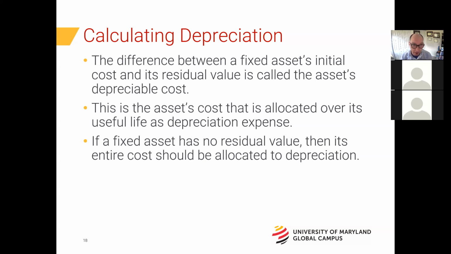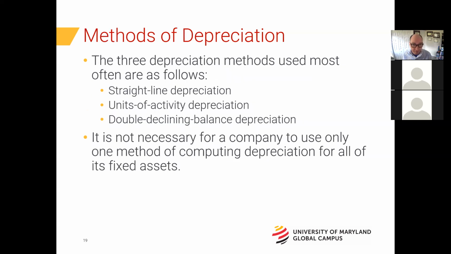The asset cost is allocated over its useful life using either straight line method, double declining balance, or units of production. If the fixed asset has no residual value, then we enter it as zero. So initial cost minus zero divided by useful life to find the straight line method. I've been saying that there are three primary methods of depreciation: straight line method, units of production, double declining balance. These are the three primary methods used for calculating depreciation.